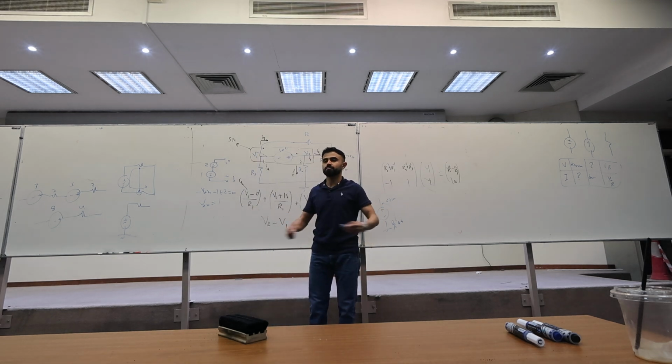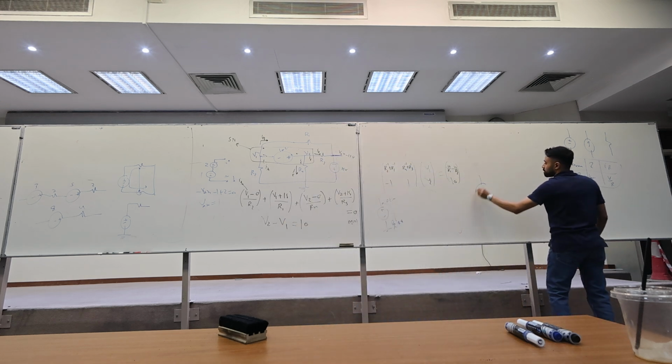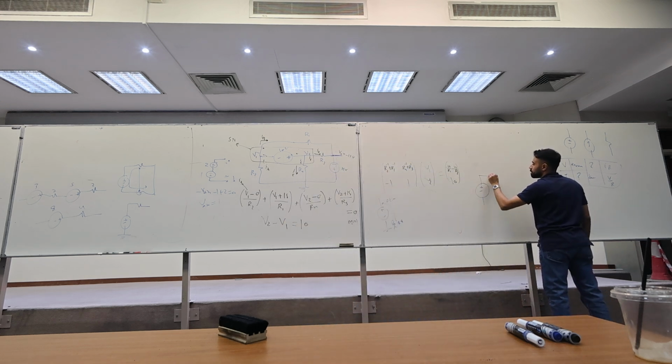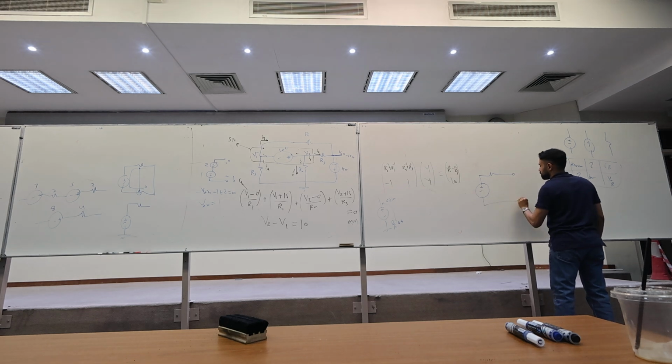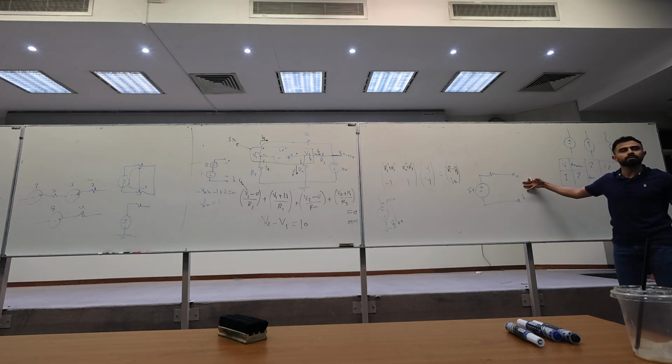It's KVL. If I bring you in the test, what is the voltage drop across AB? 5. Anybody who doesn't know that this is equal to 5? Raise your hand, that's okay.